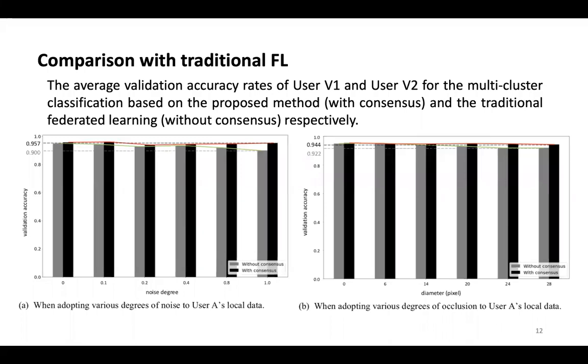Similarly, it reaches 0.9441 when occlusion reaches a diameter of 28, compared with a score of only 0.922 of the federated learning. On the other hand, we can see the traditional federated learning without the consensus shows a decreasing validation accuracy result, as the degree of noise and occlusion keeps increasing.